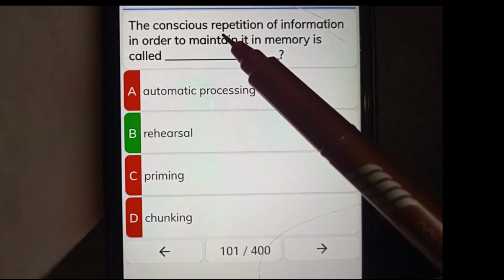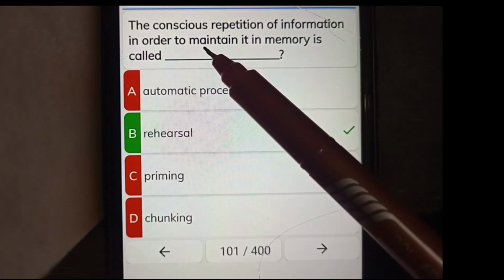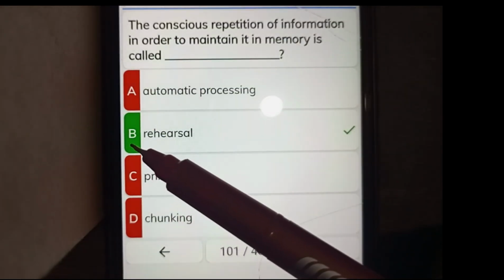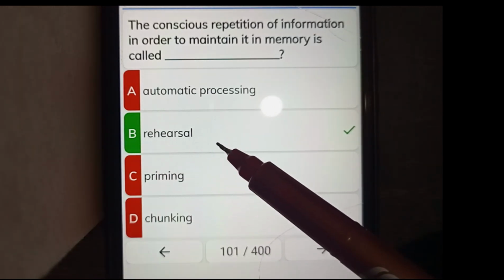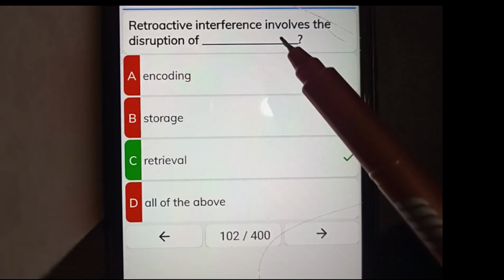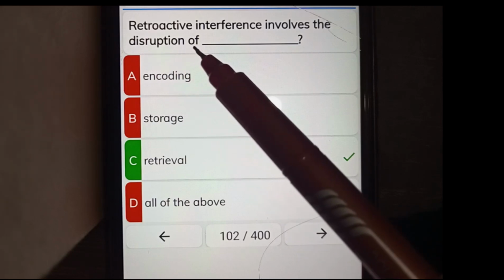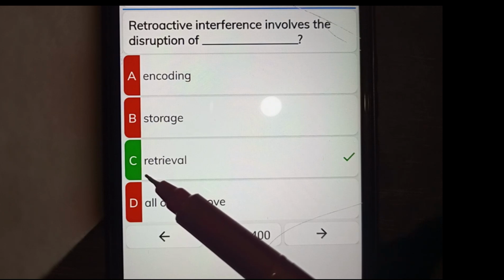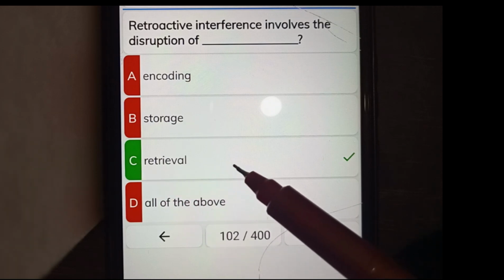The conscious repetition of information in order to maintain it in memory is called dash. The B answer is correct answer, rehearsal. Retroactive interference involves the disruption of dash. The C answer is correct answer, retrieval.